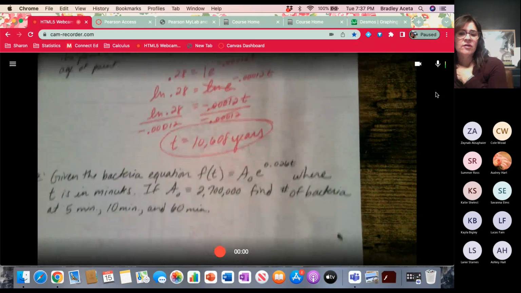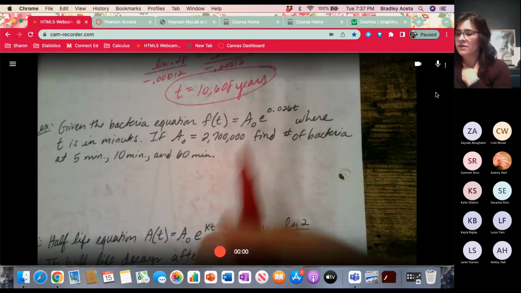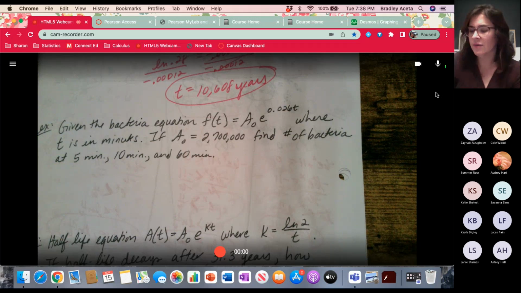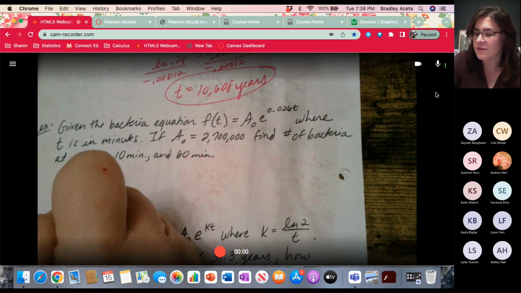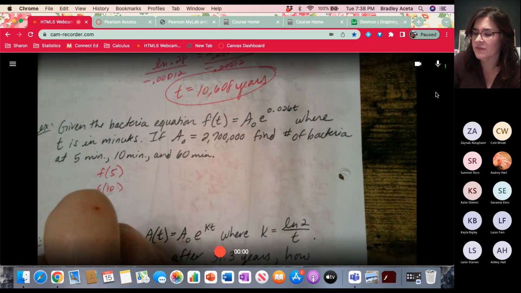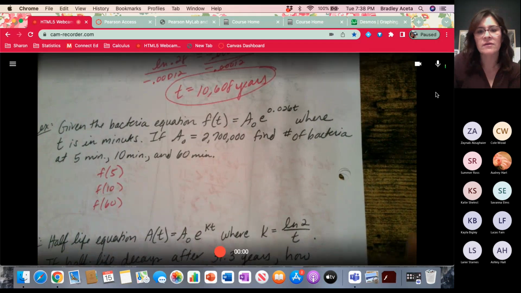Then they'd like to do bacteria equations, because those again deal with these exponentials. And again, that's the whole point of logs. Given a bacteria equation, F of T equals A sub 0 e to the 0.026 T, where T is in minutes. And the initial amount was 2,700,000 bacteria. Find the number of bacteria at 5 minutes, 10 minutes, 60 minutes. I'm not going to do all of these. I'm just going to show you how to break it down. But really, T is minutes. So you're going to find F of 5, F of 10, F of 60, and so on.